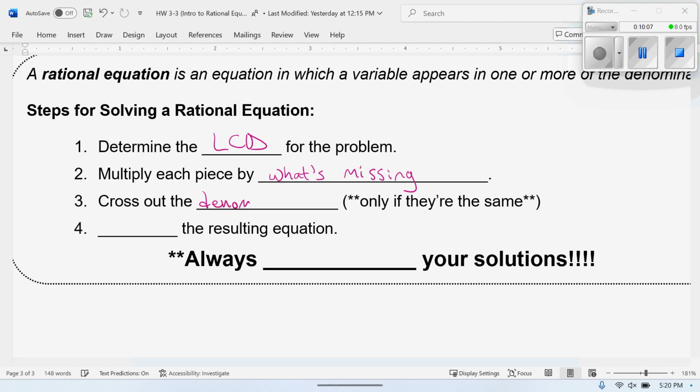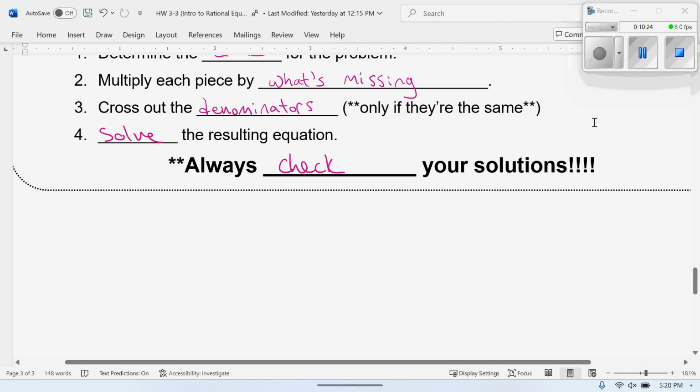Cross out the denominators once they are equal only, and you're going to solve the resulting equation. Just be careful, you have to check your answers. In class, we're going to see that sometimes you do have to reject answers because they make the fractions undefined.